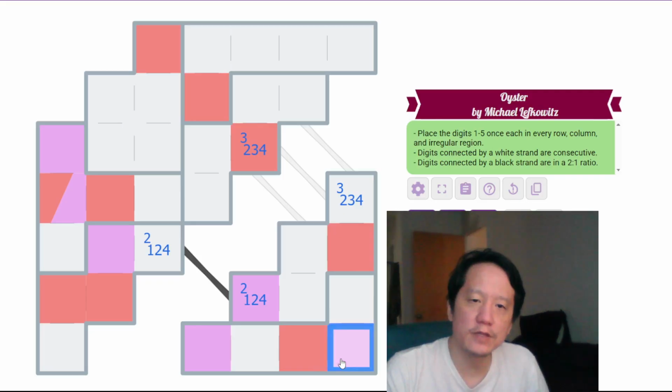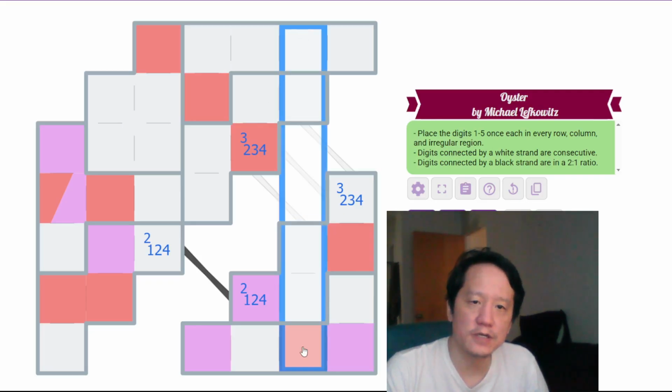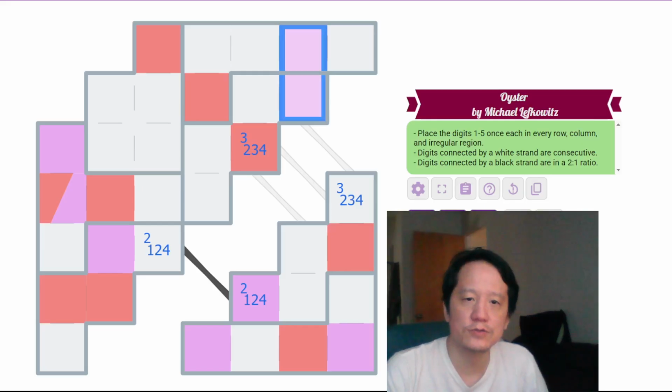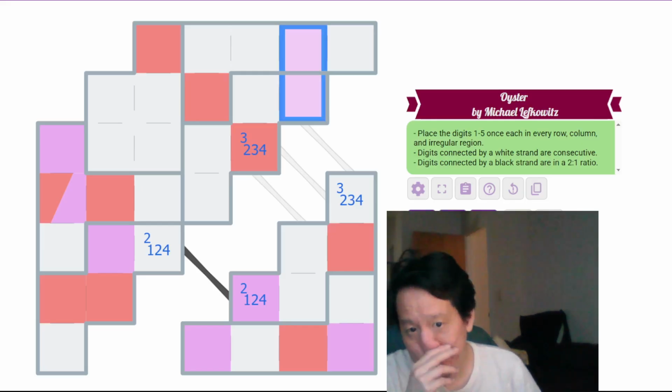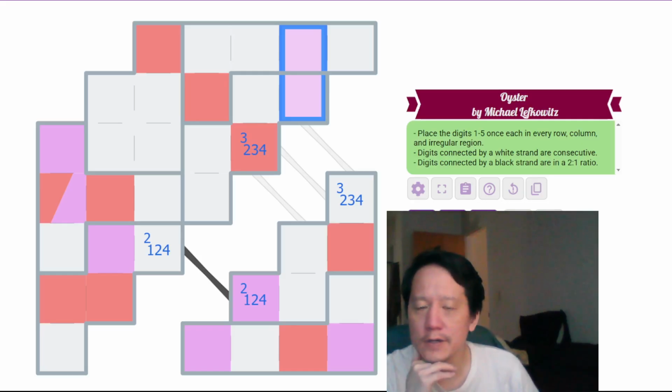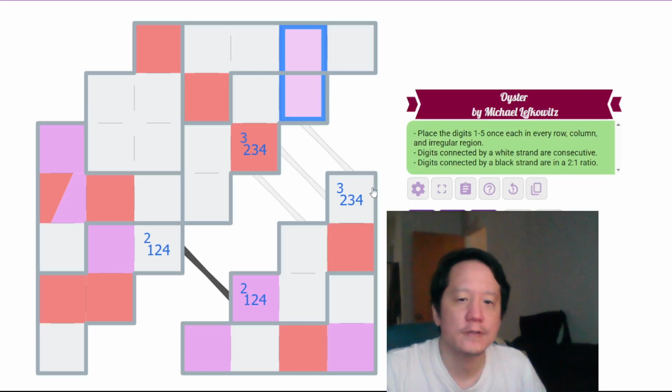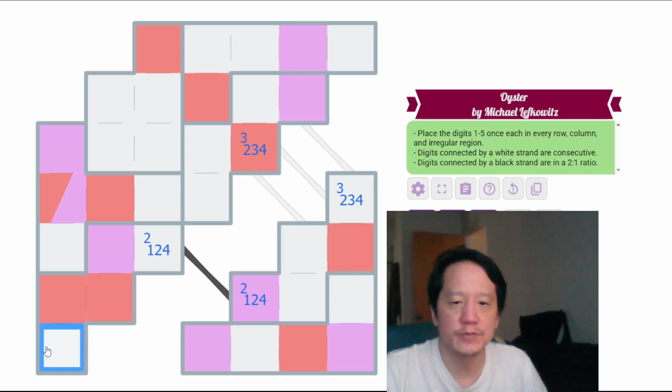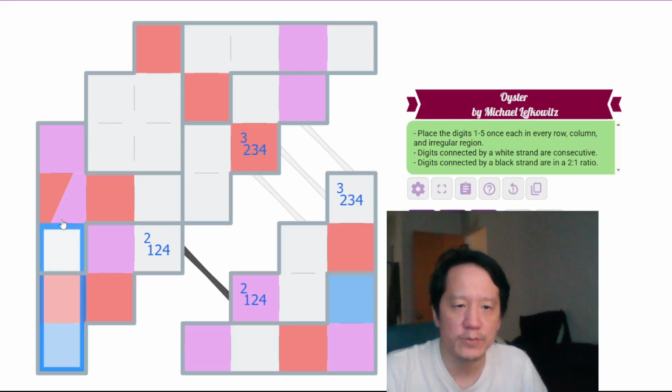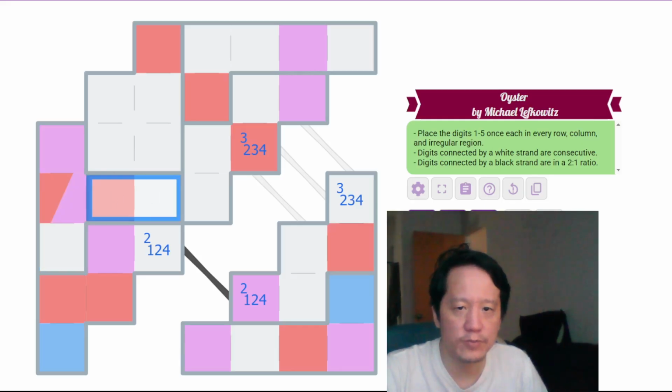Where is pink then in column 6? It must be one of these two cells here. Okay. This cell has to be the same as that, so we'll mark that as blue. Blue cannot be here. Blue has to be one of these two cells here.